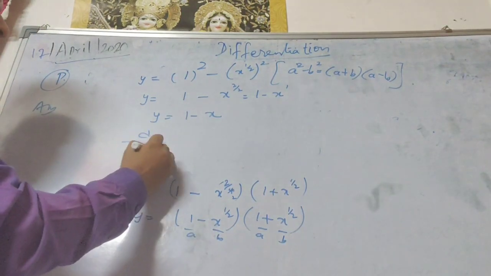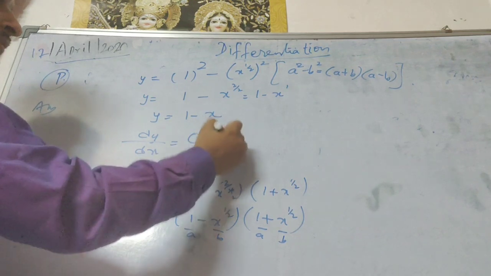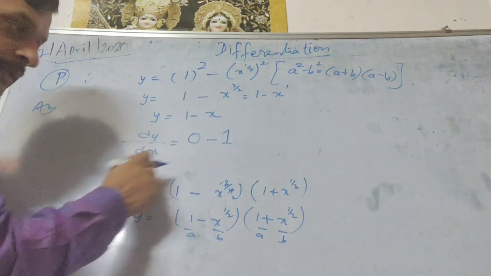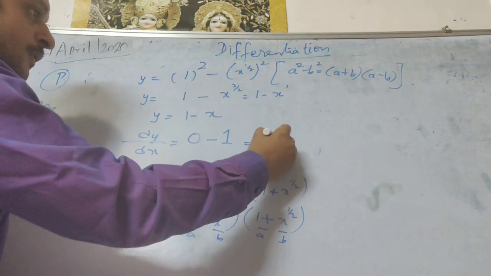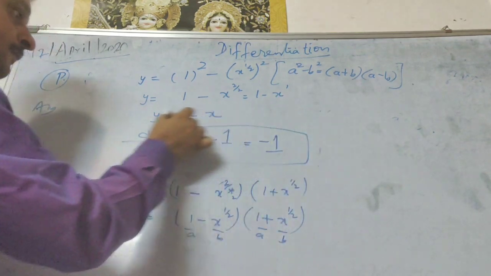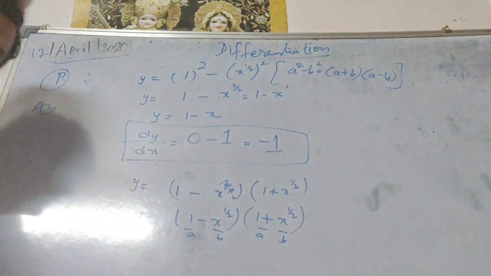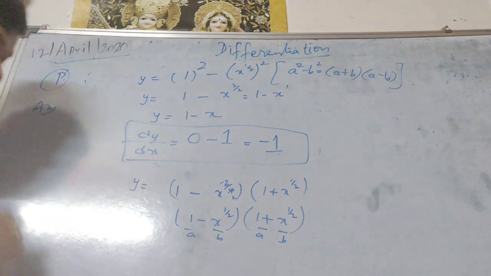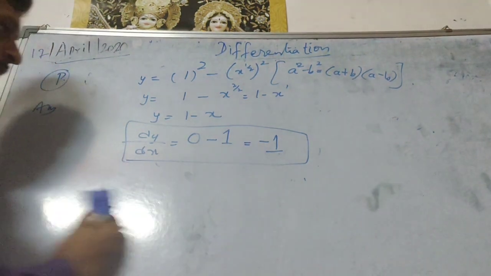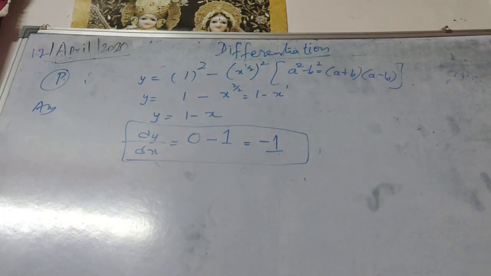So dy by dx will be differentiation of constant is 0 and differentiation of x is 1. So it's equal to minus 1. Question is so lengthy, but the answer is very simple. Is that clear, students? Make a note of this.